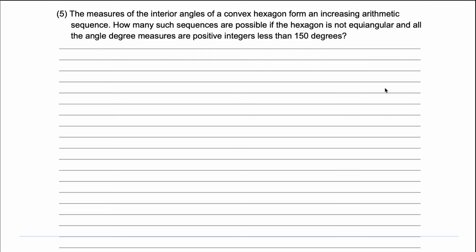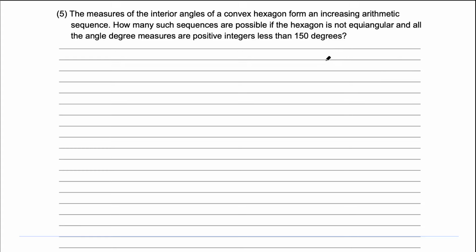So when it says convex hexagon, that means that all the angles are less than 180. So we can't have angles like this, for example. So we could draw a 6-angle shape somehow. So that's 1, 2, 3, 4. Is that 6? 1, 2, 3, 4, 5, 6. So that would be a hexagon technically, but that would not be a convex hexagon. All right. So we've got a convex hexagon with the angles in an increasing arithmetic sequence.